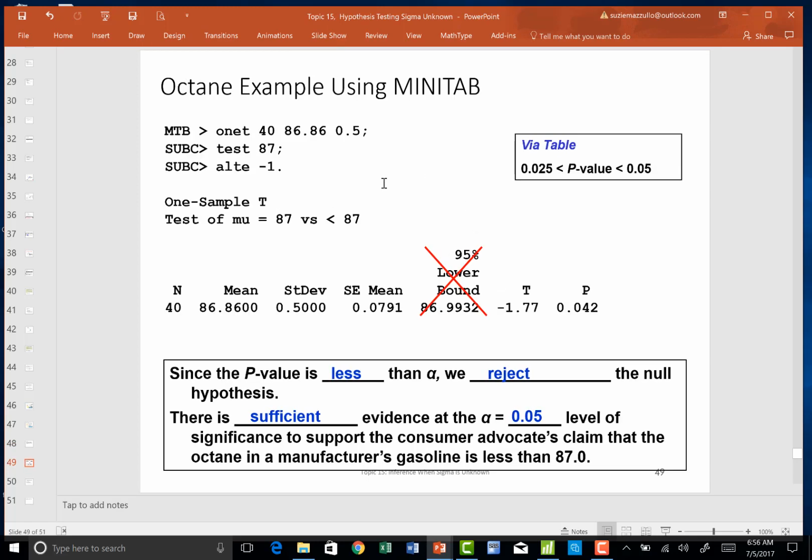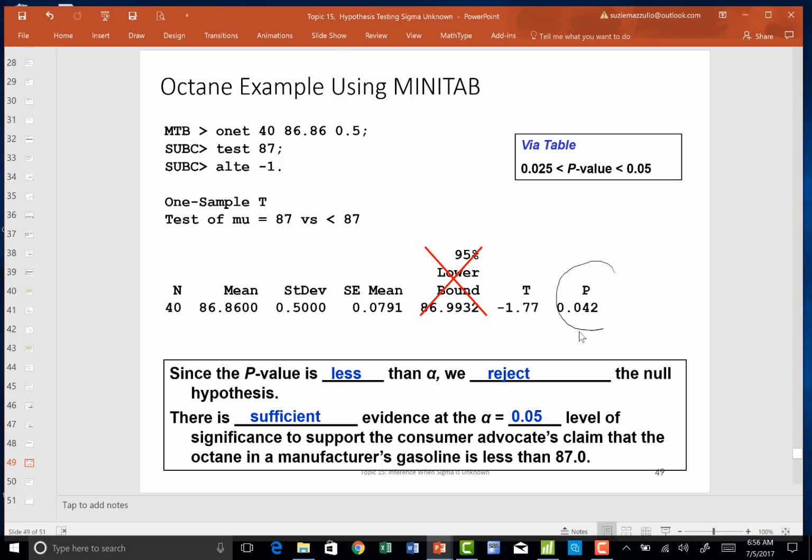And we can do this in Minitab. We can actually get this output, and we don't have to do the commands. We can actually put this in. We find a p-value of 0.04. So it does seem that there is sufficient evidence to support the claim that the octane of the manufacturer's gasoline is less than 87. So we could get them in trouble for overstating it.